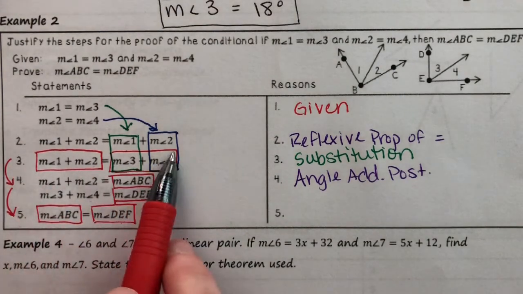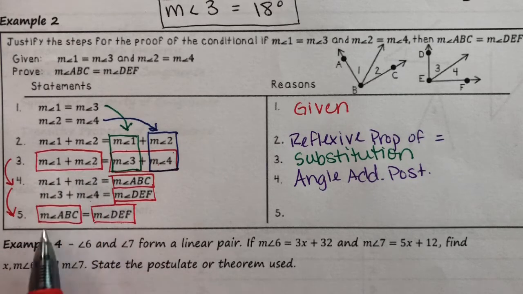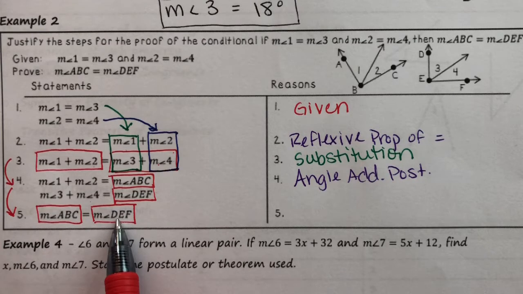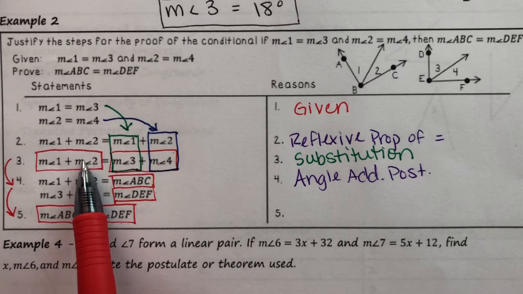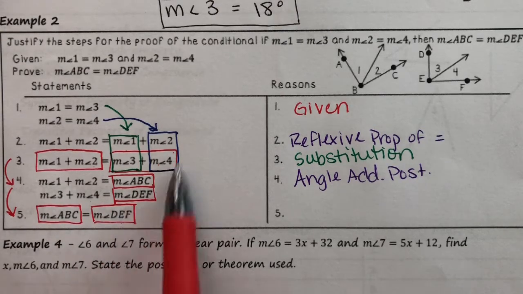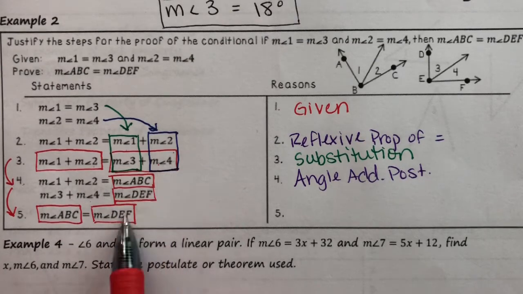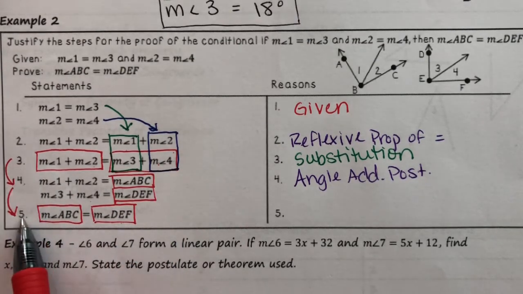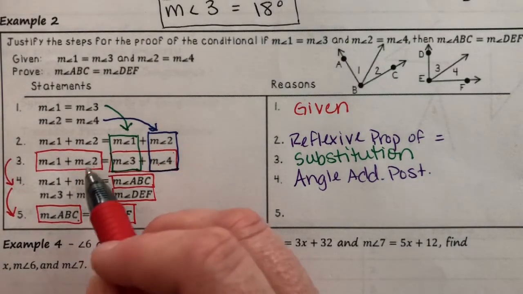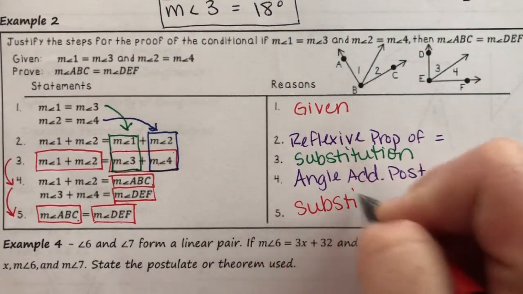So step 3 and step 5 say the same thing. Angles 1 plus 2, which is ABC, equals angles 3 plus 4, which is DEF. How do I know ABC is the same as this? Step 4. 1 plus 2 equals ABC. How do I know DEF is the same as this? Step 4. 3 plus 4 equals DEF. So I went from 3 to 5 using step 4 in the middle. And since all I did was substitute one big angle in place of the two angles that add up to it, this step is substitution.